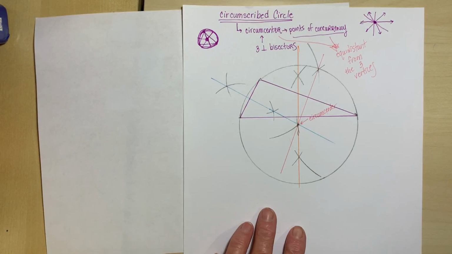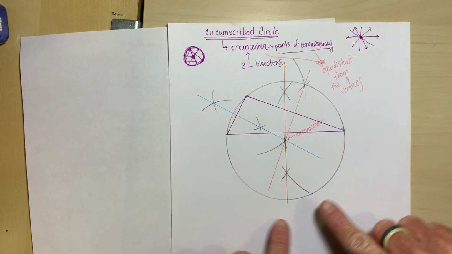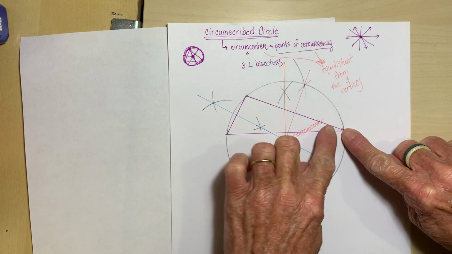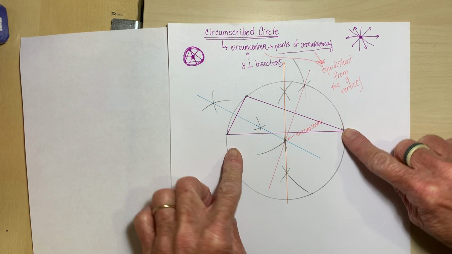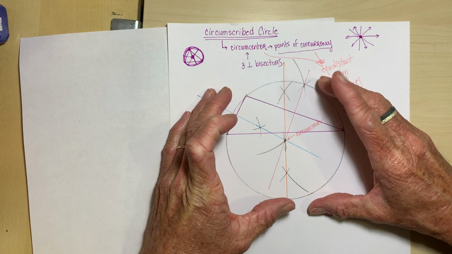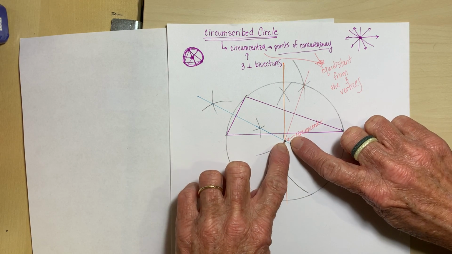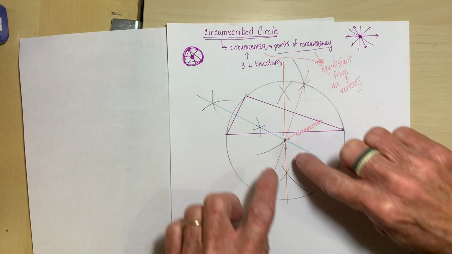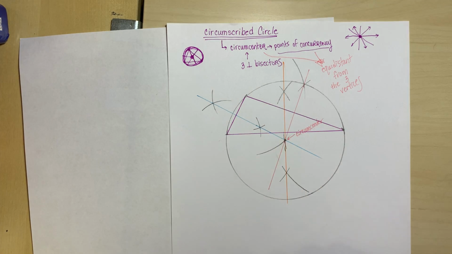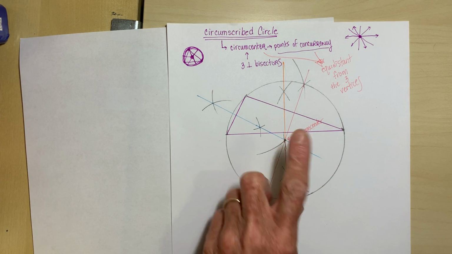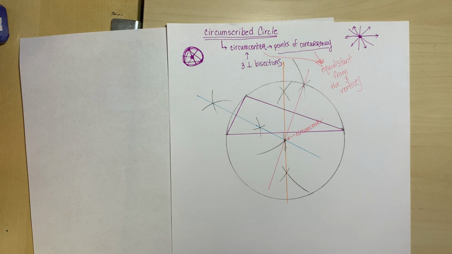And there you go. Okay, so that circle is outside the triangle. It's passing through all 3 vertices of the triangle. This is called the circumcircle, and we found the circumcenter, and the circumcenter was the intersection of the 3 perpendicular bisectors. It's the first of our 4 points of concurrency.